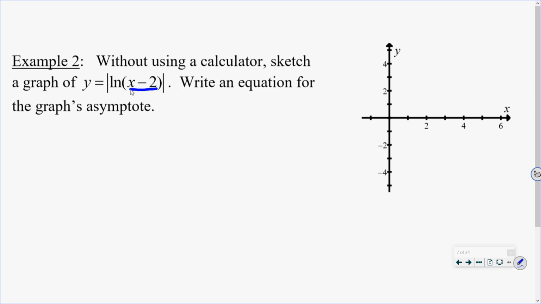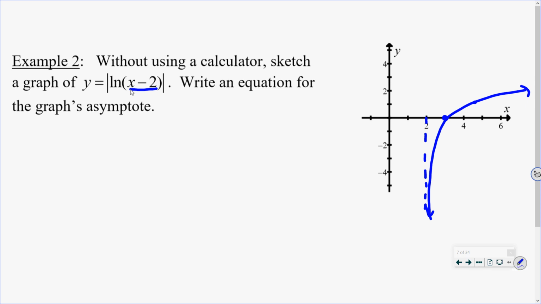So if normally it crosses at (1, 0), now it's going to cross at (3, 0). Normally next with the ln it has a point at 2.71. I'm going to shift it over 2, so it's going to be at 4.71, somewhere in there. And it's going to have this vertical asymptote at 2 because it's been shifted right 2. So it's going to come up along that, a couple of points on that, going to look something like that. Now that's without the absolute value. That's just shifting it right 2.